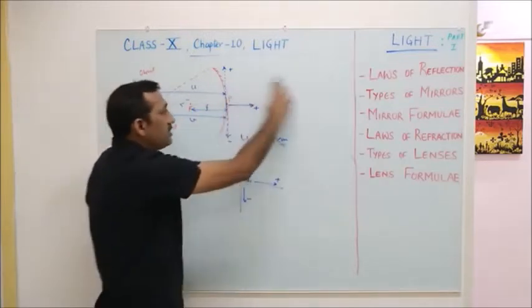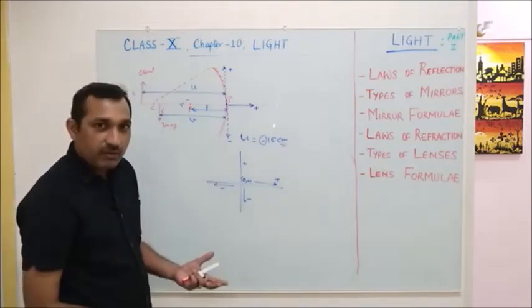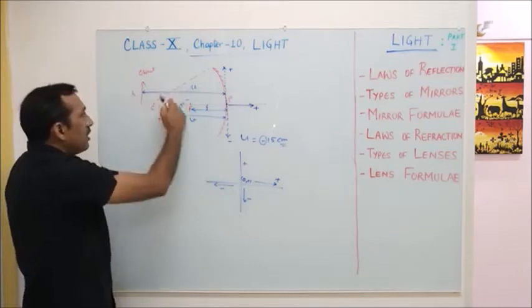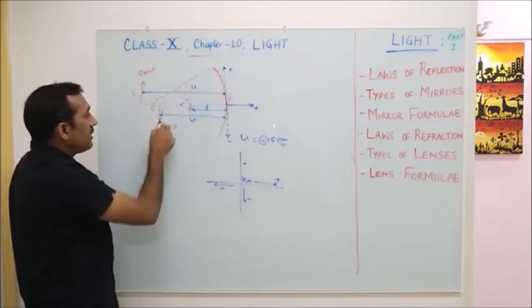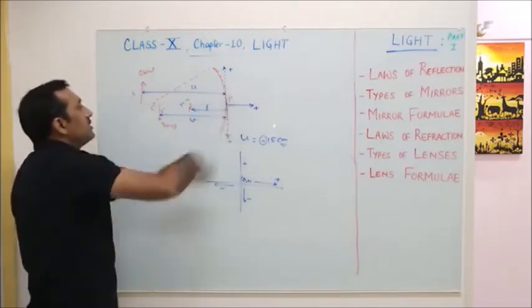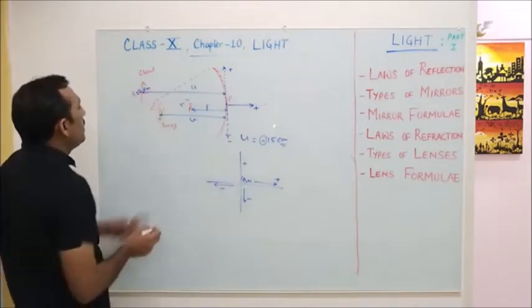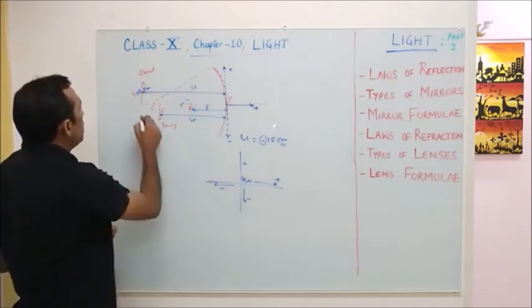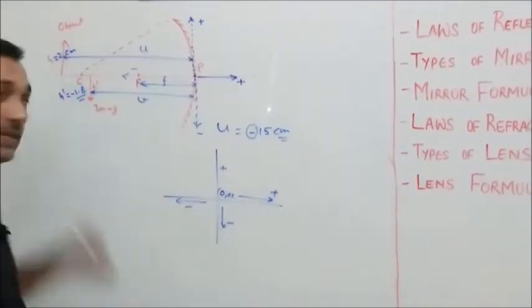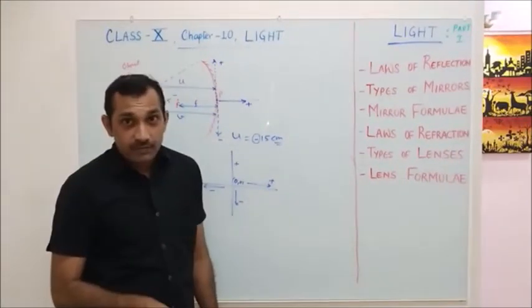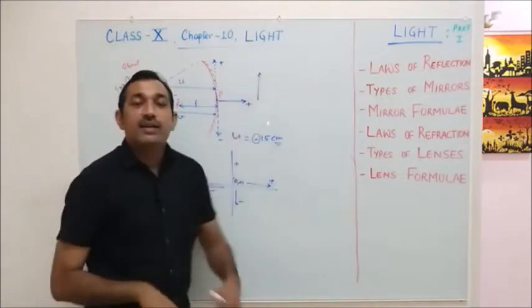That means if the image is on the right side, it is positive. If the image is on the left side, it's negative. If the object is above the principal axis, then it's positive. If it is below, then it is minus. If there is a calculation, some numbers are given, say h equals 2 centimeters and h dash is 1.8, here you are going to get the value in minus. When it is minus, that means it is inverted. When the image is positive, it is called erect.